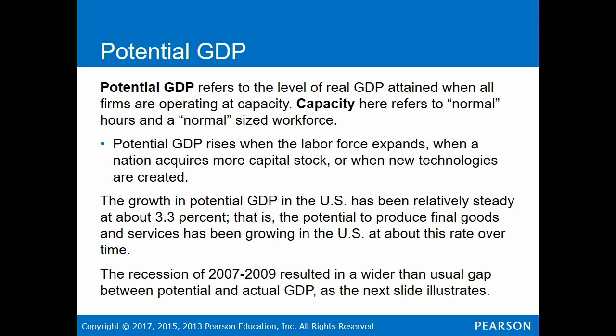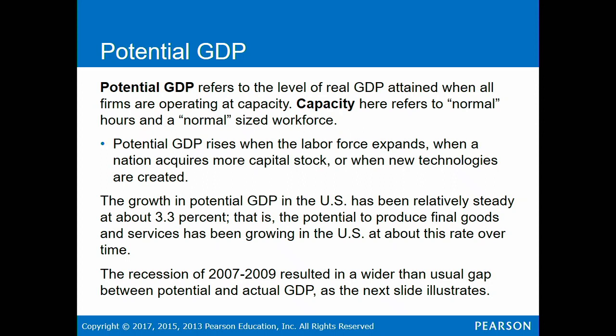When the labor force expands, when we have more people working, potential GDP rises. Whether that's people who previously weren't in the labor force that are now in the labor force, like from 1960 to 1990-ish, when we saw the large increase in female labor force participation rate, or the population overall increasing. As more people are born, there are more people there to go out and work. It can also rise when a nation increases their capital stock, the amount of capital they use to produce goods and services. And when new technologies are created, as we get better capital machinery, you'll see an increase in potential GDP.